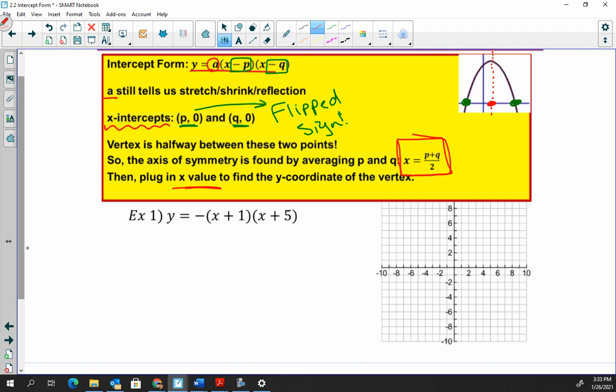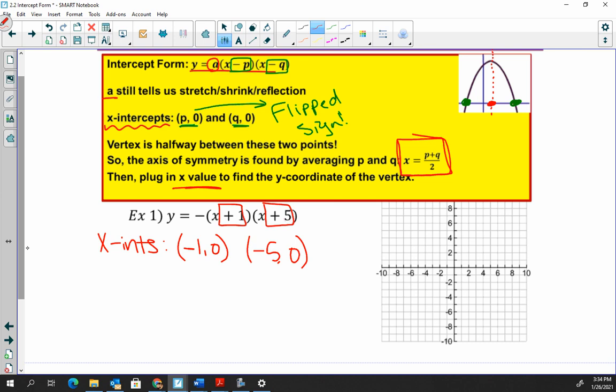So first, before we do anything, we can find the x-intercepts of this graph very easily, right? All I need to do is look at p and q, the numbers inside the parentheses, and flip their signs. So one of the x-intercepts is going to be (negative 1, 0). I get that by looking at 1 and making it negative. The other one is going to be (negative 5, 0). I get that by looking at 5 and making it negative, right? So those are my two x-intercepts.